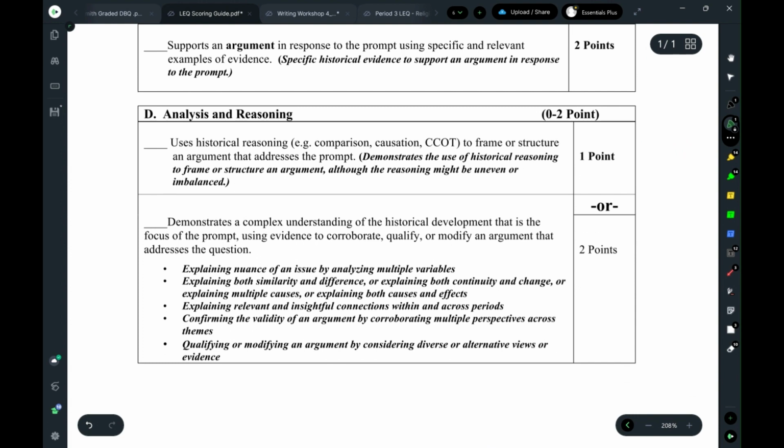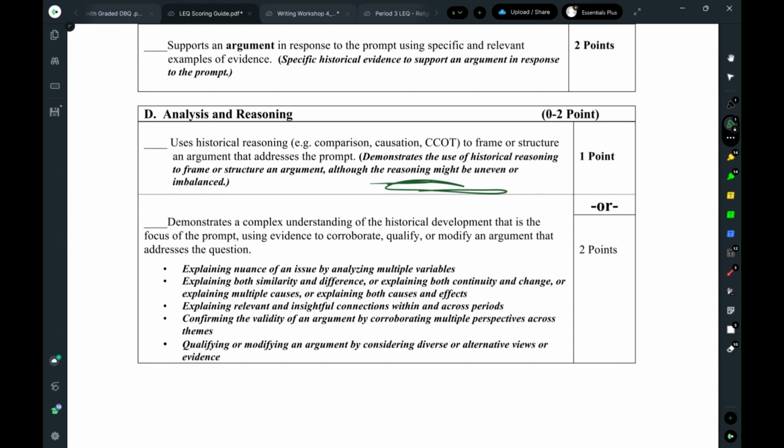All right, and then these last 2 points on the LEQ, this one especially, are different than on the DBQ. It says you're using historical reasoning. All of them are based on one of these 3 things: comparison, causation, or change and continuity over time. Comparison means how is something similar and how is something different. Causation means what was the cause of this or what was the effect of this. Change and continuity over time is what changed or what stayed the same over time.